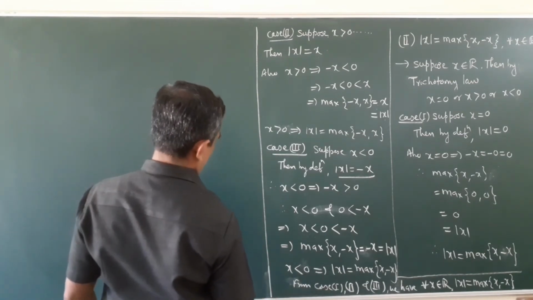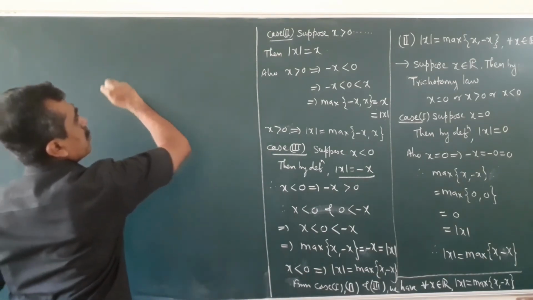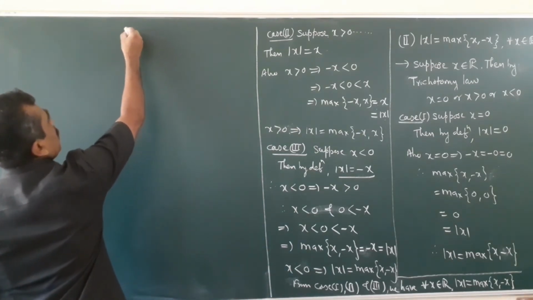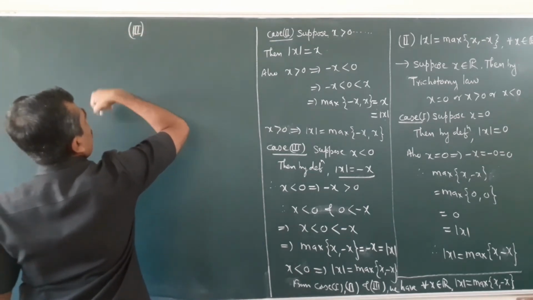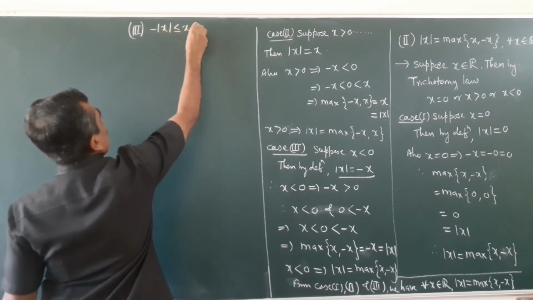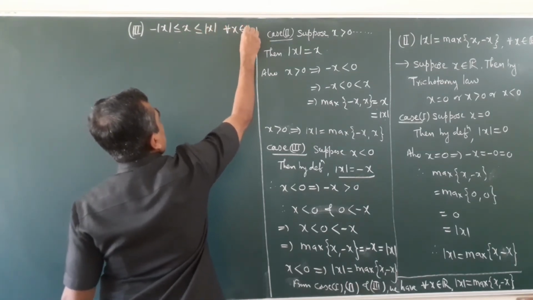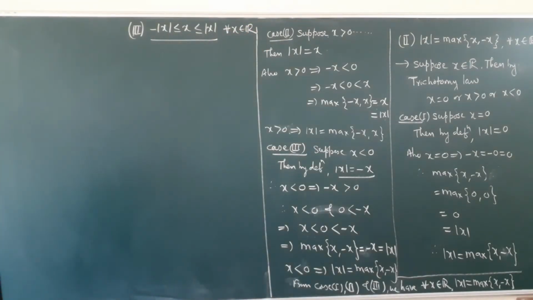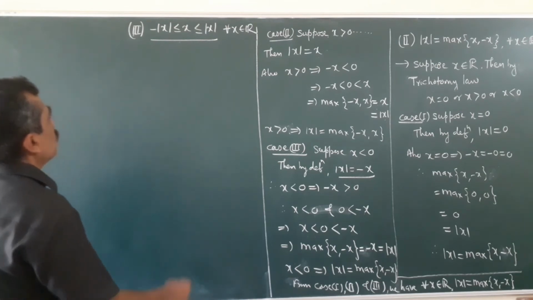Now one more simple property of real numbers. Third property: minus of mod x less than or equal to x and less than or equal to mod x for all x belonging to R. This is very important. Many times we are going to use this. Minus of mod x is less than or equal to x and it is less than or equal to modulus of x.